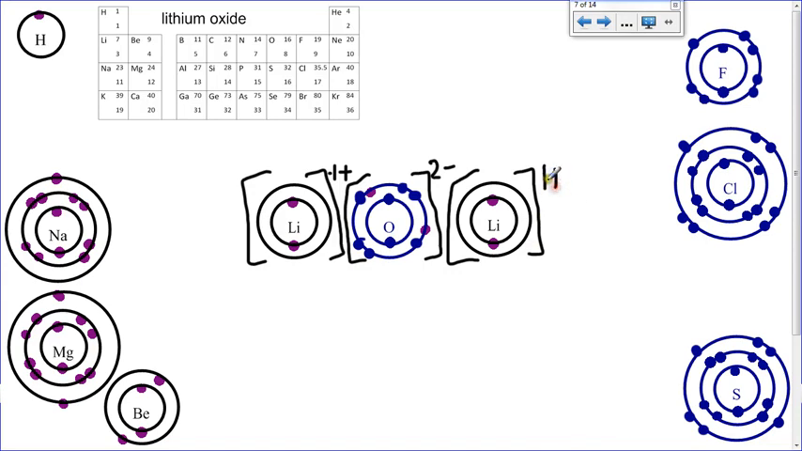And if you think back to the table we looked at the start of the video, lithium was in group 1. We know it's going to give away 1 electron, so it's always going to have 1 positive charge. So let's see what our formula is going to look like. We've got lithium, we've got oxygen. How many lithium atoms have we got? 2. How many oxygens have we got? 1. Lithium oxide.